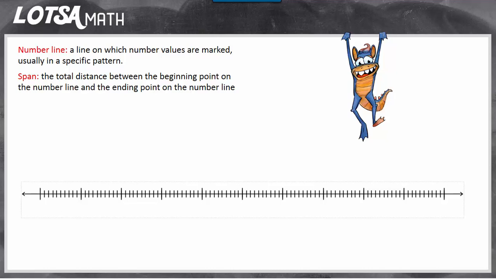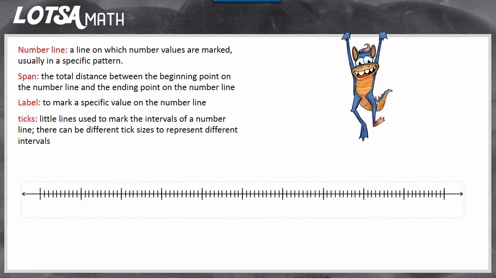A span is the total distance between the beginning point on the number line and the ending point on the number line. To label something is to mark a specific value or number on the number line. And the ticks are those little lines used to mark the intervals of the number line. There can be different tick sizes to represent different intervals.